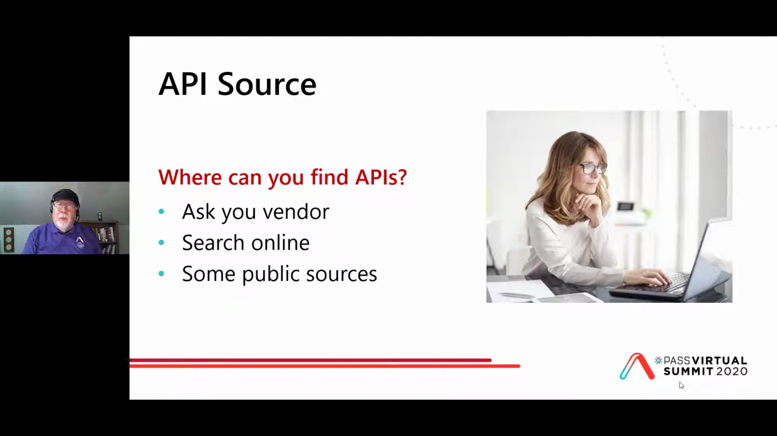Now, where do you find these? Probably the easiest way is just ask your vendor. Now, if you don't get a good response, check and see online. Sometimes somebody might have an API that'll work for your vendor. We're looking at some public data, and there's a lot of public data out there, and this is specifically the NOAA weather API. So I have references at the end on how you can get this and what you need and different things you can do with it.